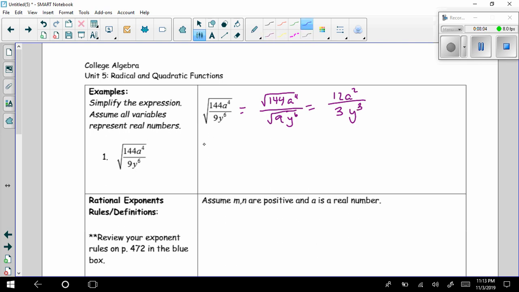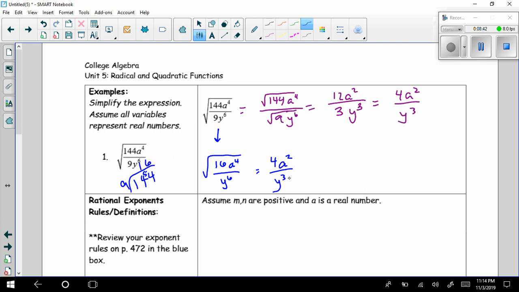All right. I could also do 144 divided by 9 and get 16a to the fourth over y to the sixth. We can see up here this is going to reduce to 4a squared over y cubed. Well, the square root of 16 is 4. Square root of a to the fourth is a squared. Square root of y to the sixth is y to the third. So we get the same answer doing it two different ways.